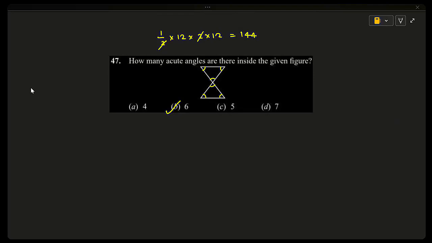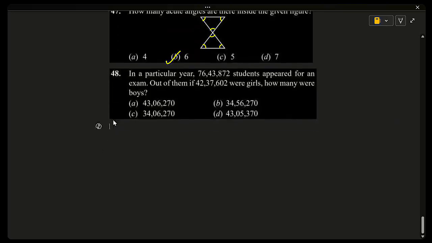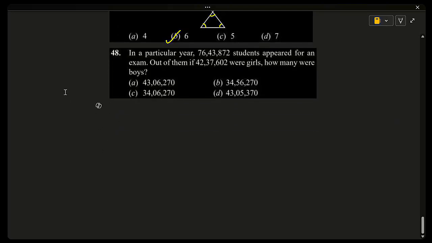48. In a particular year, 76,43,872 students appeared for an exam. Out of them 42,37,602 were girls. How many were boys? So just do subtraction. So total participation is 76 lakh 43,872. From this we subtract 42 lakh 37,602 to get number of boys.